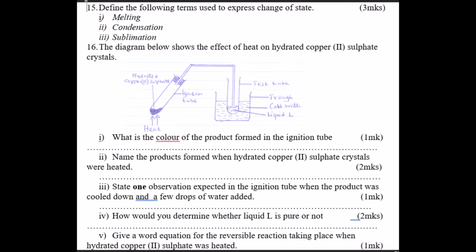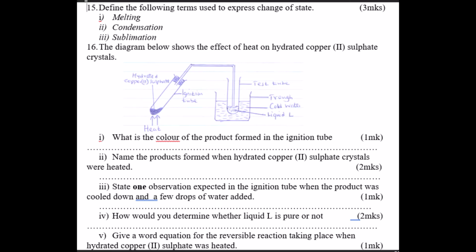Question 16, you're given a setup, and in the setup there is a solid being heated, anhydrous copper 2 sulfate. Then of course a colorless liquid L is collected somewhere over cold water. Then in Roman 1, you're supposed to state the color of the product formed in the ignition tube. Then name the product formed when hydrated copper 2 sulfate crystals are heated. Roman 3, one observation that will be expected in the ignition tube when the substance cools, and of course few drops of water are added.